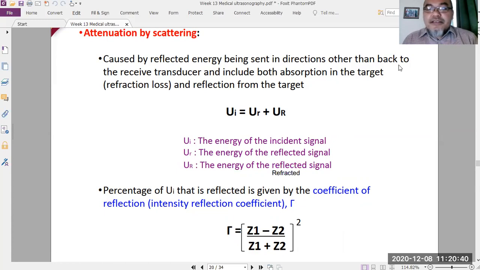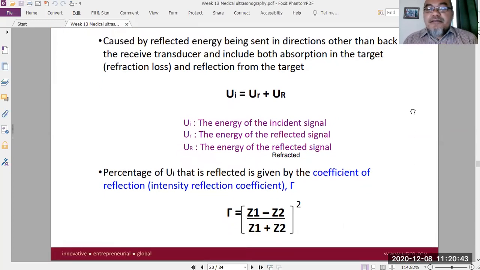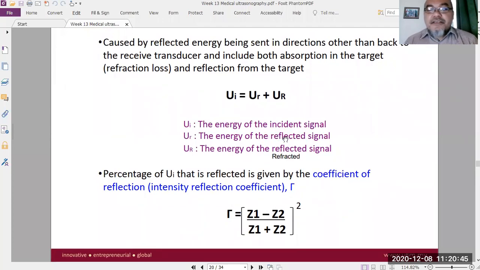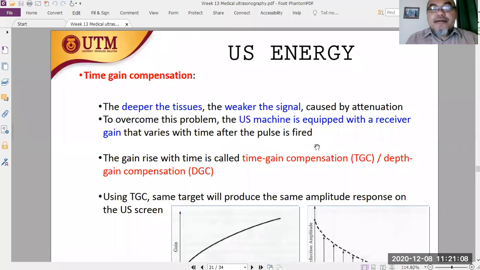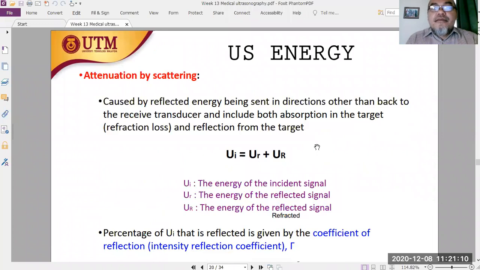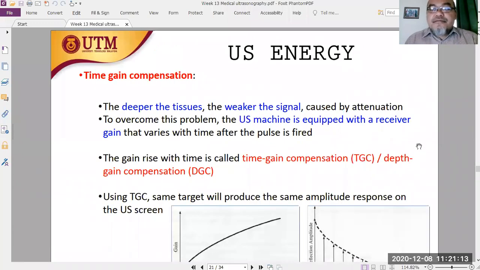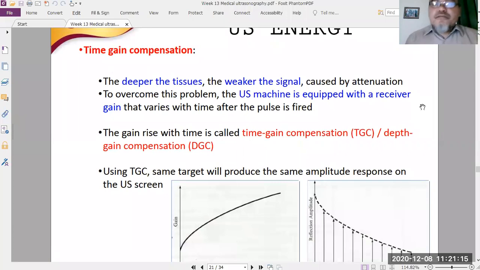Okay, so then the percentage of intensity that is reflected is given by the coefficient of reflection, which is here, R, the intensity reflection coefficient, which equals the square of the acoustical impedance 1 minus acoustical impedance 2, divided by the sum of the two acoustical impedances.